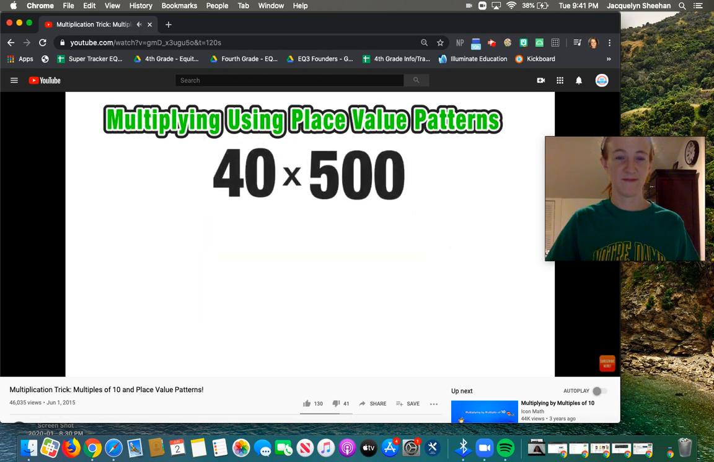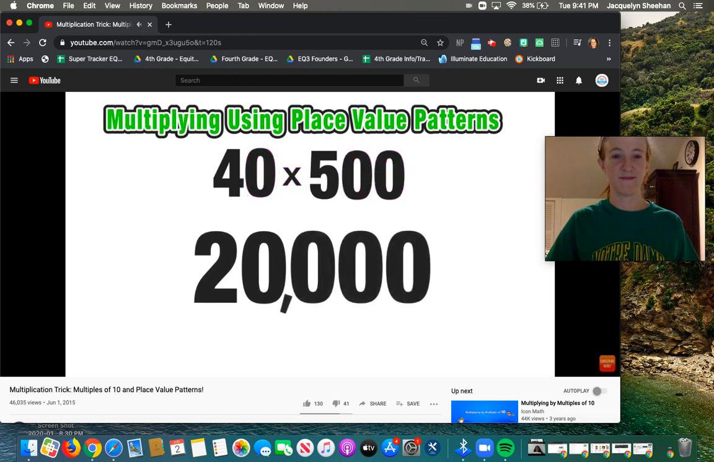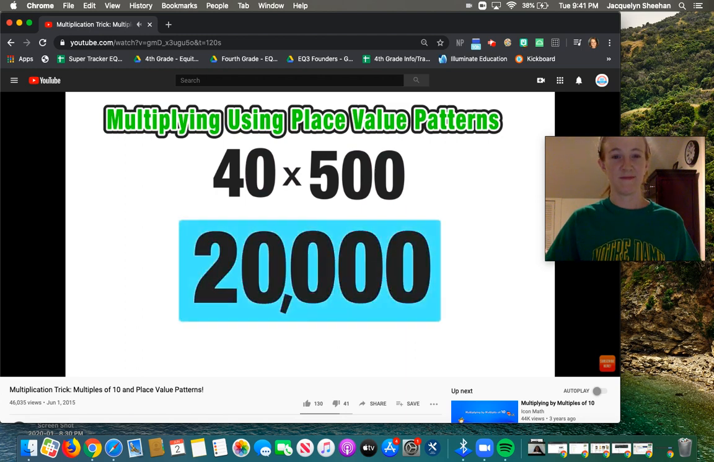So let's keep using this trick. Now let's try to find the product of 40 and 500. Again, multiply the two non-zero digits together. 4 times 5 is 20. And now we have three zero digits left over. So we take those three and tack them on to the product that we just found. And our answer is 20,000.